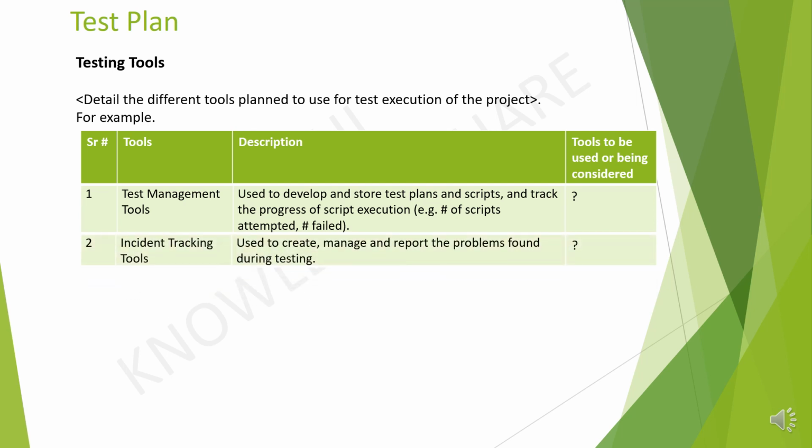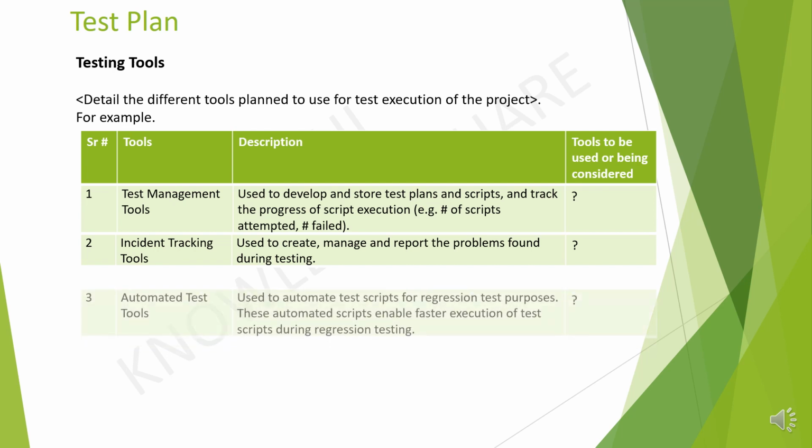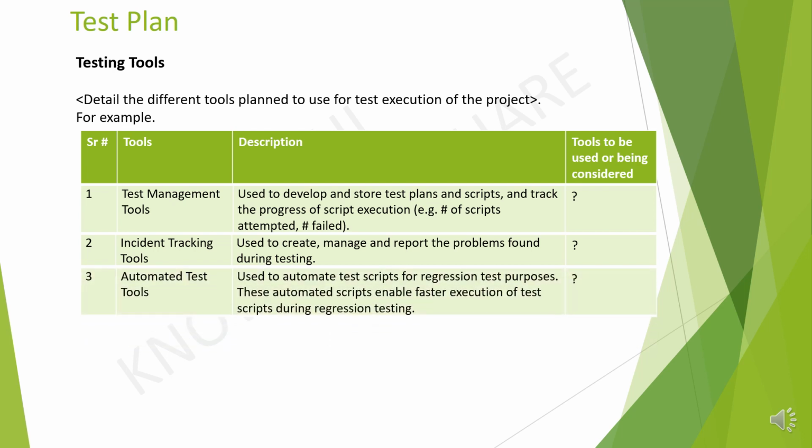Incident tracking tools. It is used to create, manage and report the problems found during testing. Automated test tools. It is used to automate test scripts for regression test purposes. These automated scripts enable faster execution of test scripts during regression testing.